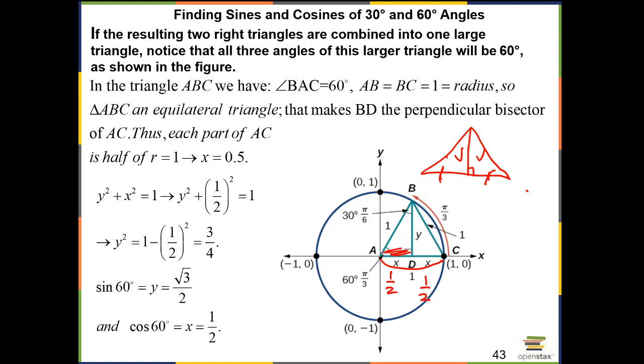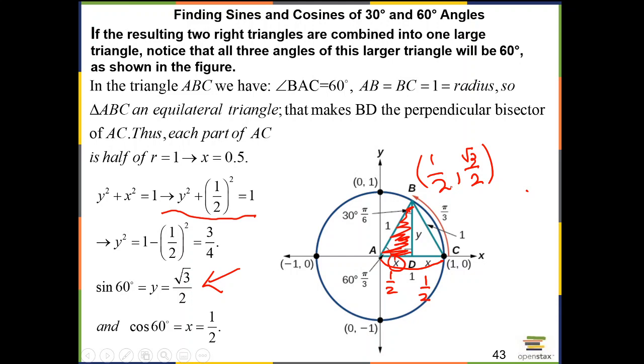So now in this little triangle here, we know y squared plus 1/2 squared equals 1 squared. And from here, we can find y. Again, we're looking for a positive number. So what is the sine of 60 degrees? It's the square root of 3 over 2, right here. And the cosine of 60 degrees, of course, is the same as this x here, x over 1, and that's just 1/2. So cosine 60 is 1/2, and sine 60 is the square root of 3 over 2.